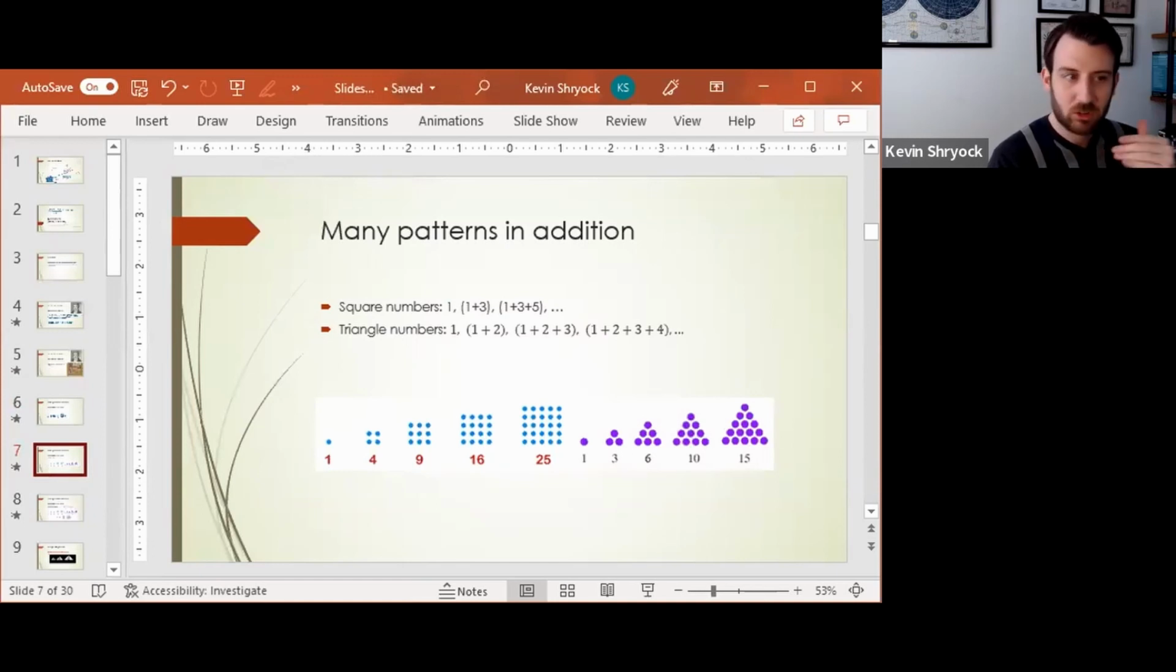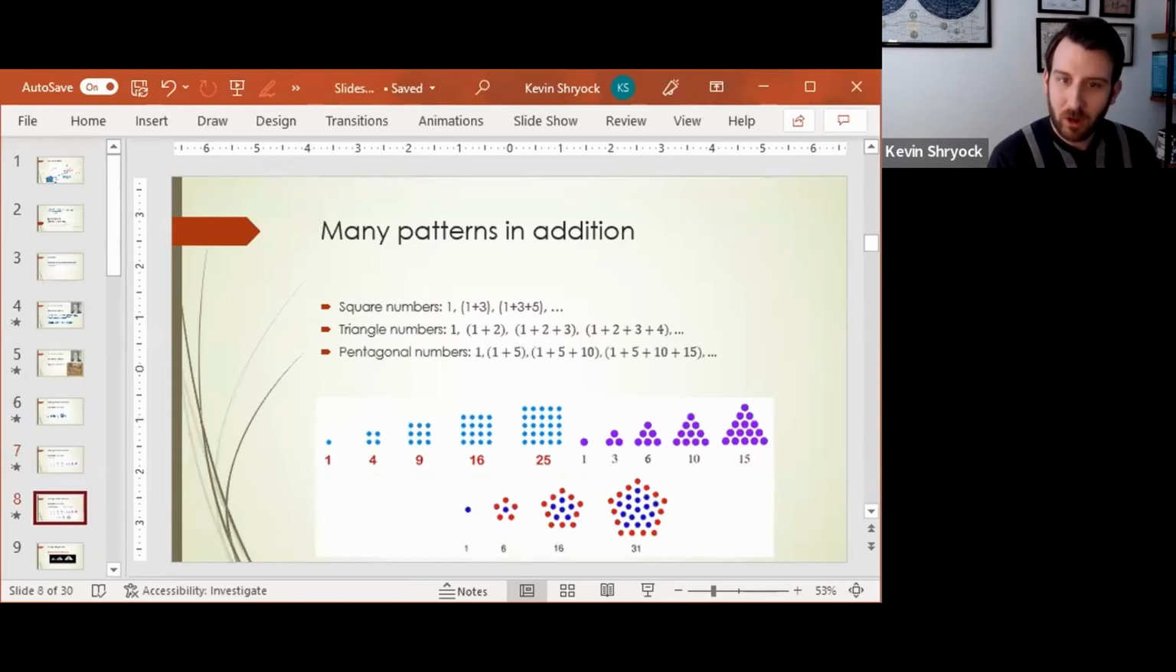Square numbers are not the only shaped numbers. What about pentagonal numbers? There are pentagonal numbers, numbers where you can make a pentagon, and they have patterned addition within them as well. 1, then 1 plus 5, 1 plus 5 plus 10, 1 plus 5 plus 10 plus 15, we see the pattern. So we have patterned addition that occurs when we're talking about things where we might not have expected to see it. Patterned addition.